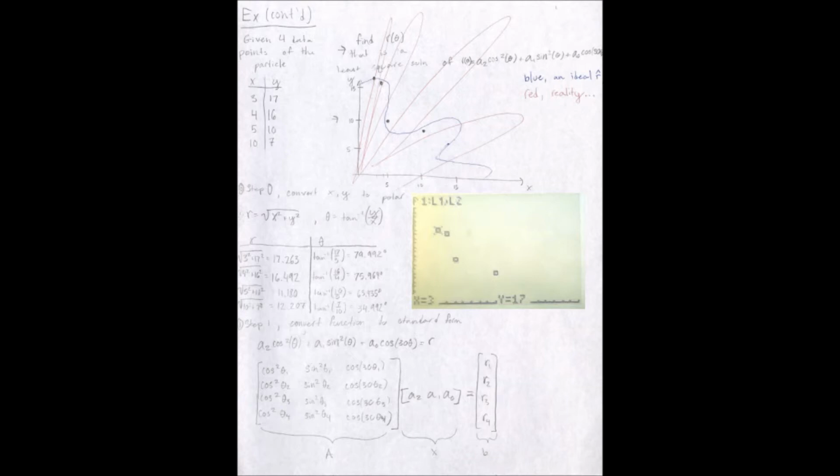So the first step is to convert x, y into polar. We have r equals the square root of x squared plus y squared, and theta equals the inverse tangent of y over x. You can see the r and corresponding theta values I calculated from the given 4 xy points. Then we need to convert the function to standard form. So I've rewritten the function we're trying to find the least squares solution of, and I've written it into standard form where Ax equals b.